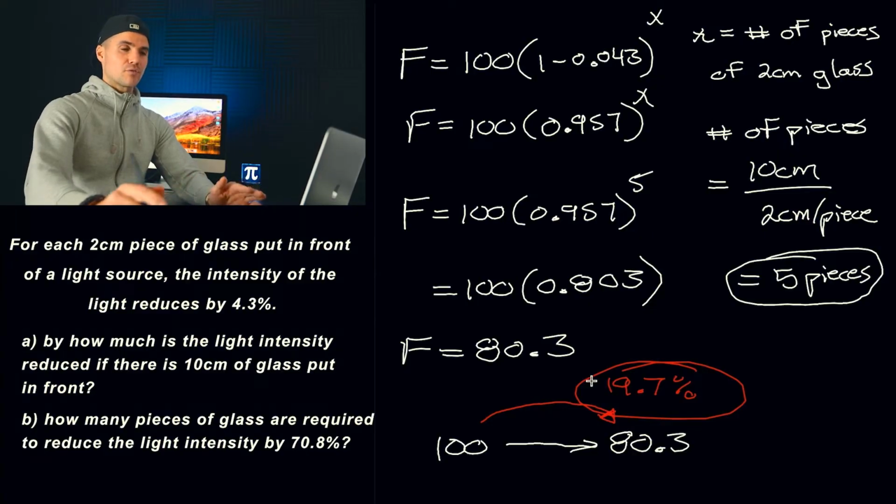So you got to read these carefully, right? They're not asking what's the intensity of the light source now. They're saying by how much was it reduced? It was reduced by 19.7%, from 100 to 80.3.